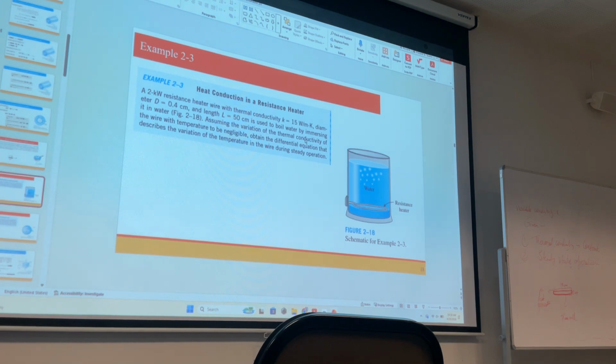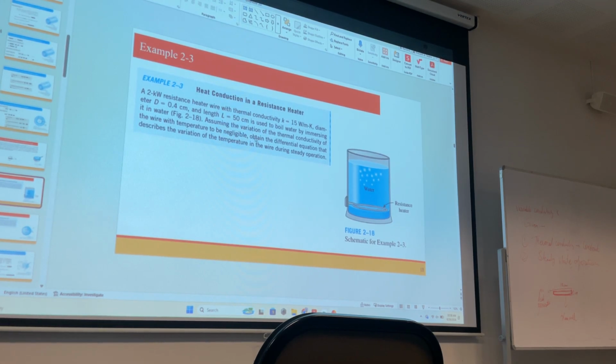Assuming the variation of thermal conductivity of the wire with temperature to be negligible. So thermal conductivity is constant. Okay? Obtain the differential equation that describes the variation of the temperature in the wire during steady operation. The operation is steady, the thermal conductivity is constant. So which equation?